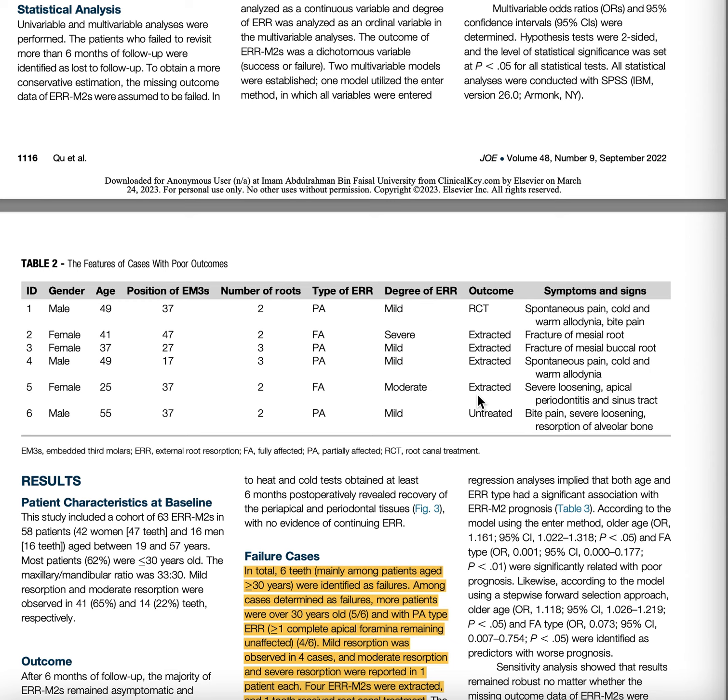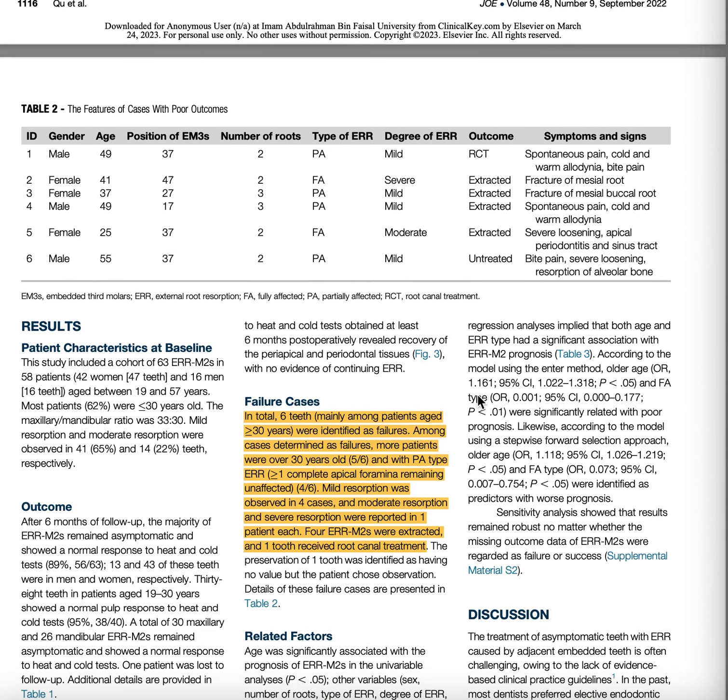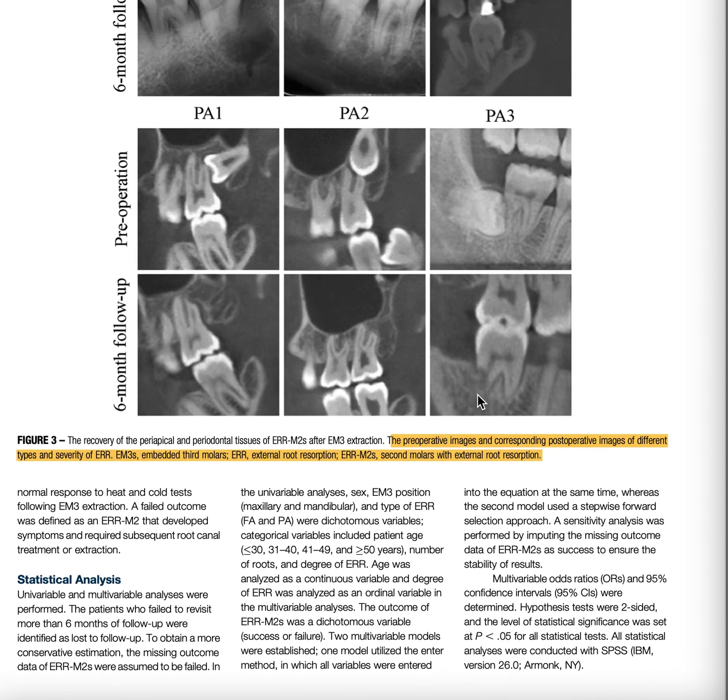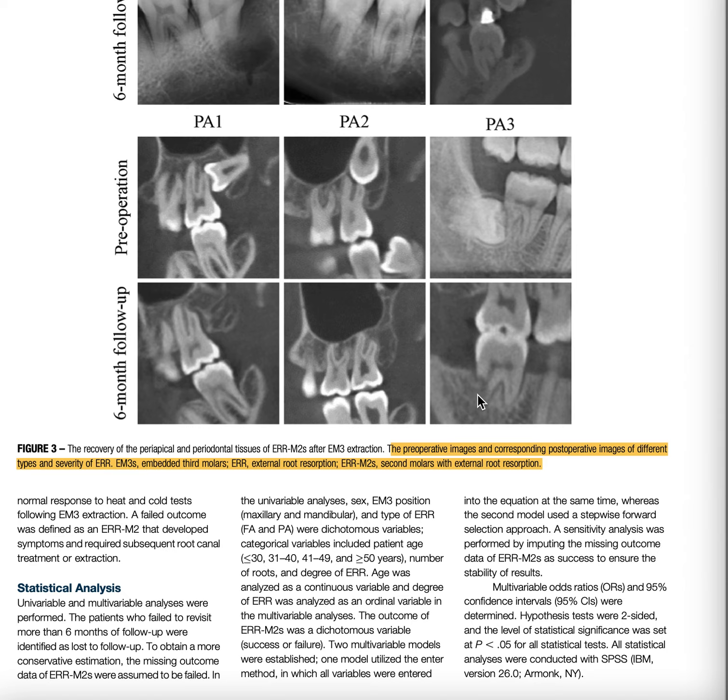So, in conclusion, we can say second molars with external root resorption caused by embedded third molars mostly remain with a vital pulp after third molar extraction without further intervention. Older age and the presence of all roots affected were risk factors for a poor prognosis.